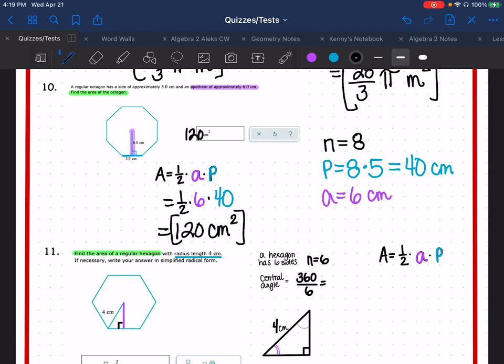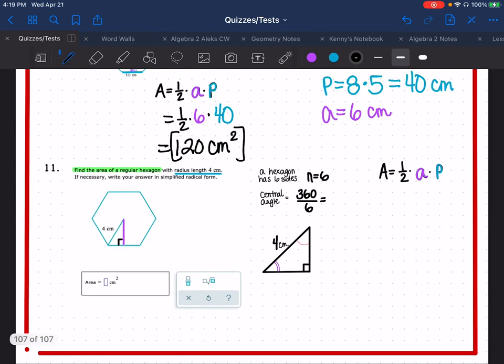120. Oh, they've already got the unit for you. Now, question number 11, the last question on the test today, is probably going to be the hardest. That's because they're going to give you a regular hexagon. They might give you a regular triangle, but we saw that in the notes. So hopefully you still have the picture of your notes to go back if you have a triangle.